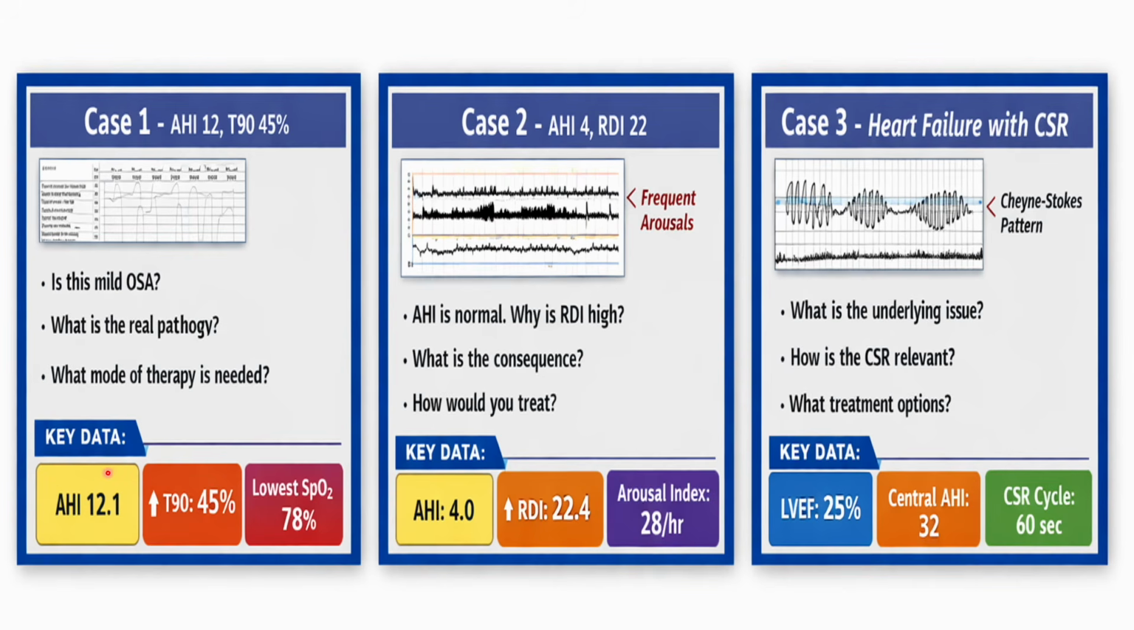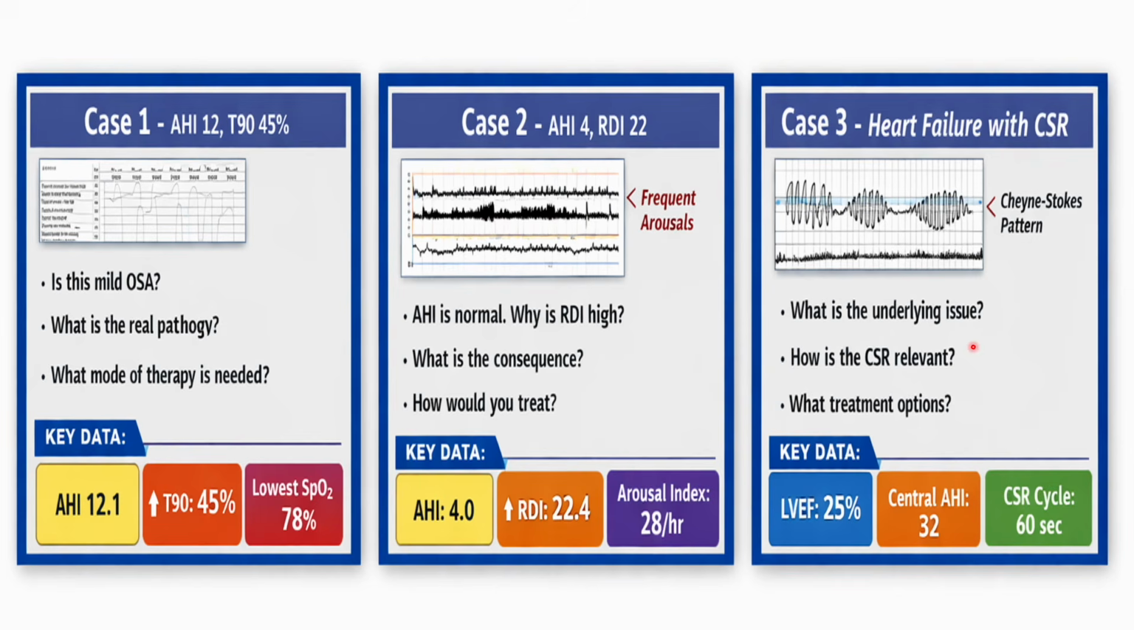These are three case scenarios where what I want to show you is that sometimes you may not have a very high AHI, like in this patient, the first one, but his time spent less than 90% saturation is very high, almost half of the study, with a very low SpO2, and you may want to treat this patient because he's symptomatic. In the other one, if your AHI is too low but your RDI is too high, it may be a sign of UARS and may need management.